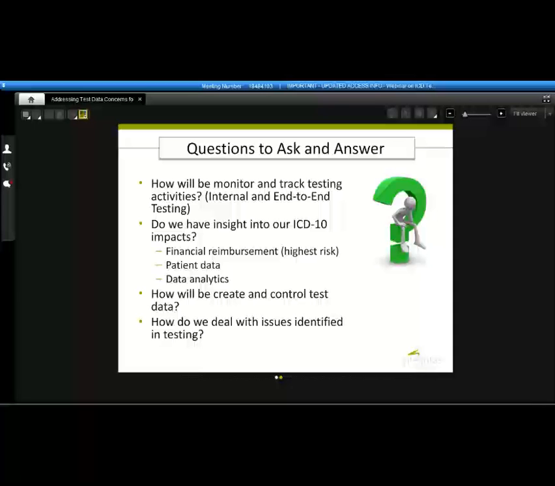Okay, very good. And these are the things that get management's attention, I believe. Where's the risk to the organization, whether you're a payer or a provider or a clearinghouse? One of the biggest things is financial reimbursement, but it's the numbers that management is going to want to look at.